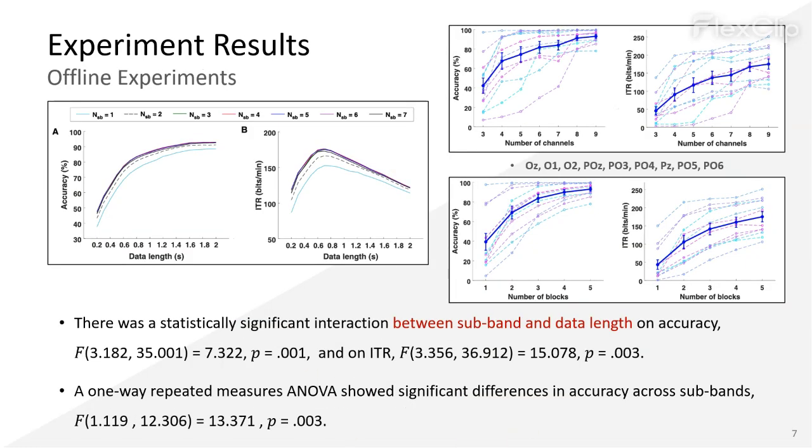In the offline experiments, the best accuracy was obtained with NSB equal to 4. And the highest ITR across data lengths was achieved with TS of 0.7 seconds. The analysis shows that NSB and TS exhibit an interaction effect, and also indicates that NSB has a significant effect on recognition accuracy. For the different channels and blocks, results also show statistically significant differences in accuracy and ITR.